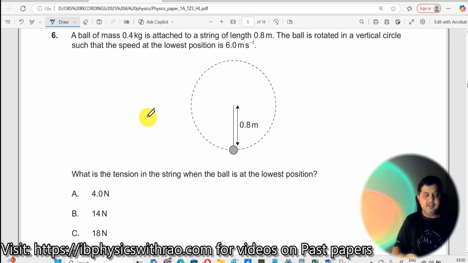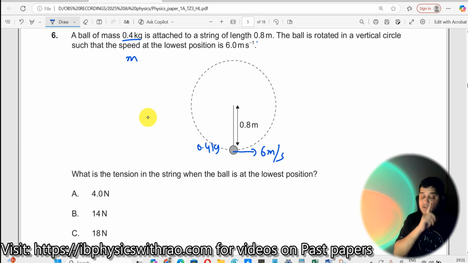Question number 6. A ball of mass 0.4 kg is attached to a string of length 0.8 meters. The ball is rotated in a vertical circle such that the speed at the lowest position is 6 meters per second. So what does it say? This speed is 6 meters per second. The mass is also given, 0.4 kg. Now what is the tension of the string when the ball is at its lowest position?